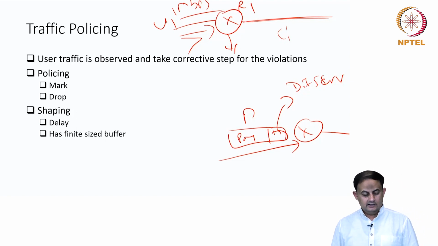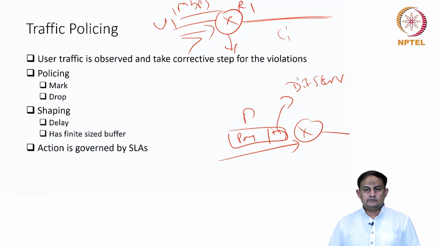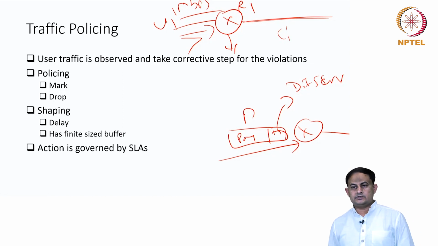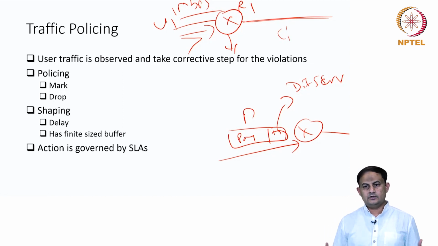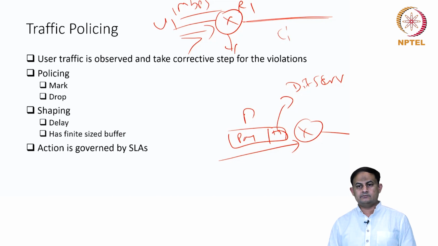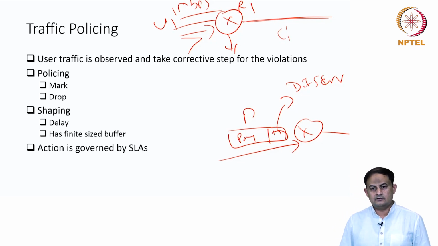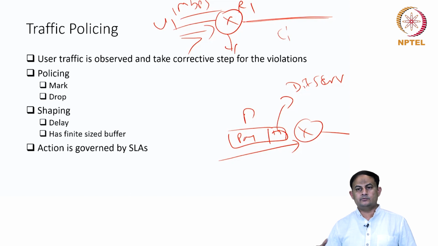You basically delay the transmission and you put the packet inside a queue which has got a finite buffer, and you make it wait and then you transmit. These are the two things that happen inside the router. So, these two things, be it the policing or the shaping, are governed by something called SLAs, which we discussed earlier as well. SLAs define which packets, how much, when to mark, what to mark, when to drop, when to delete. Those decisions are governed by these SLAs.